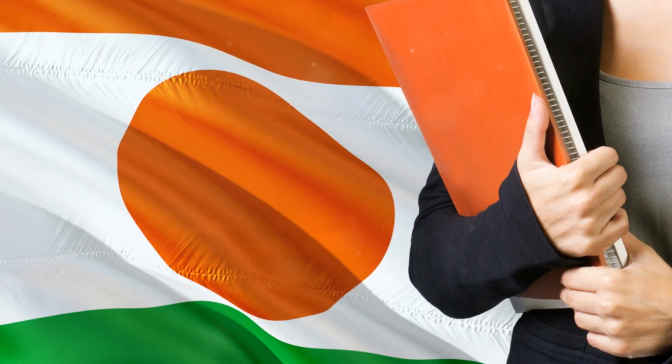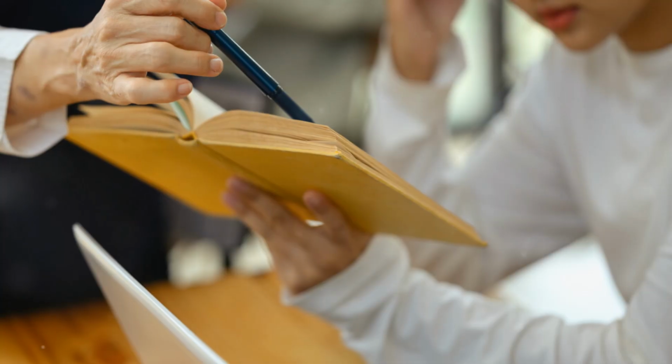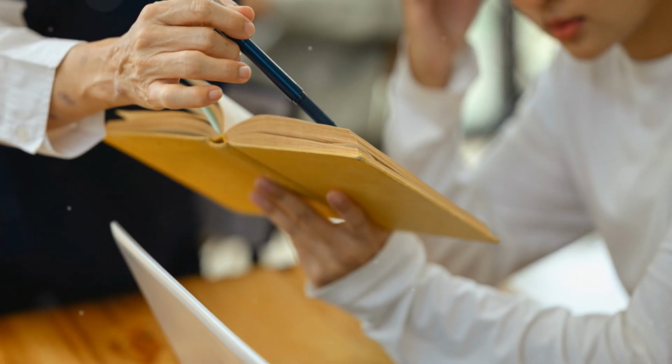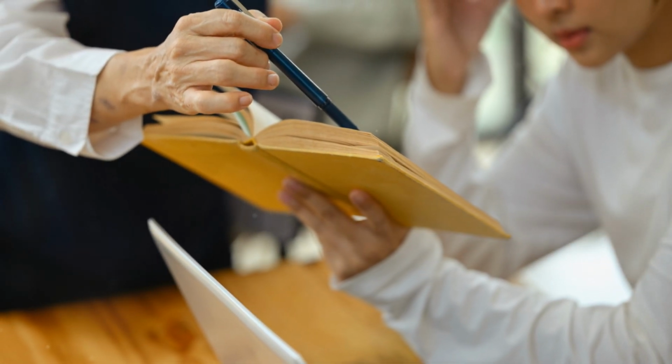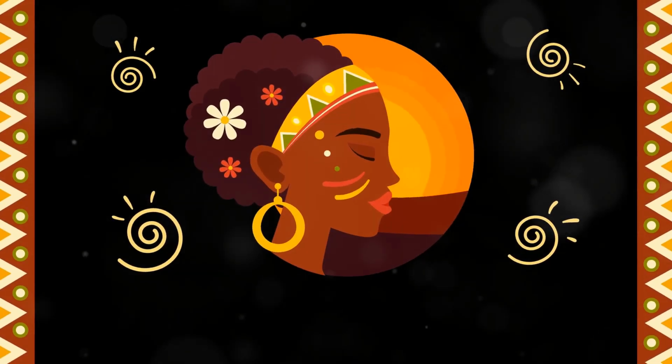This guide will help you navigate the world of African literature. We will provide you with the tools you need to understand and appreciate its richness and complexity. Let's embark on this journey of discovery together.